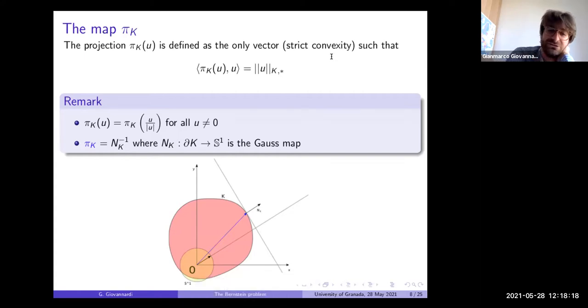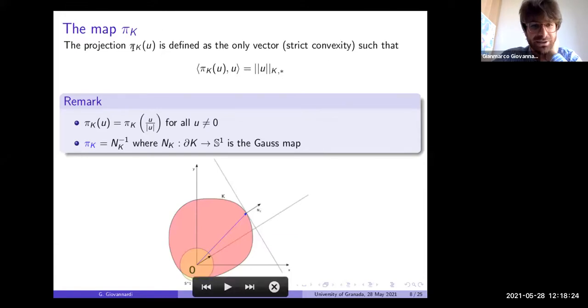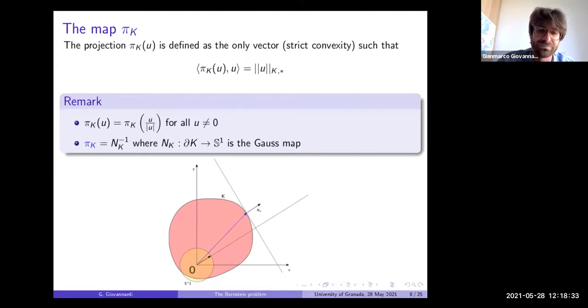We have two properties of this map that is pi K. Sorry, maybe I said p, but it's pi K. This pi K is independent of the norm of the vector. So it is a function that is defined on the circle S1, and indeed it is the inverse of the Gauss map of the boundary of K.